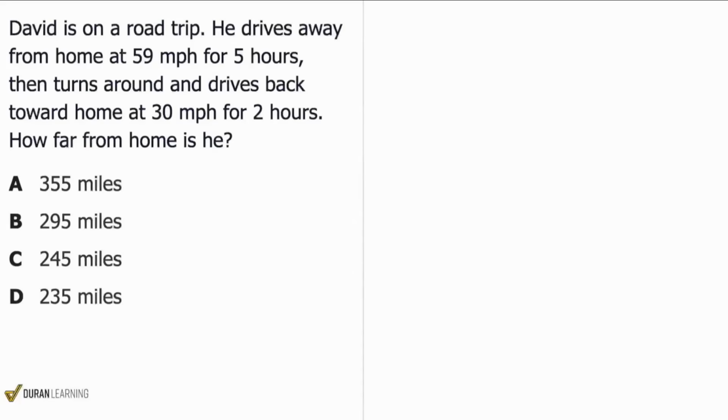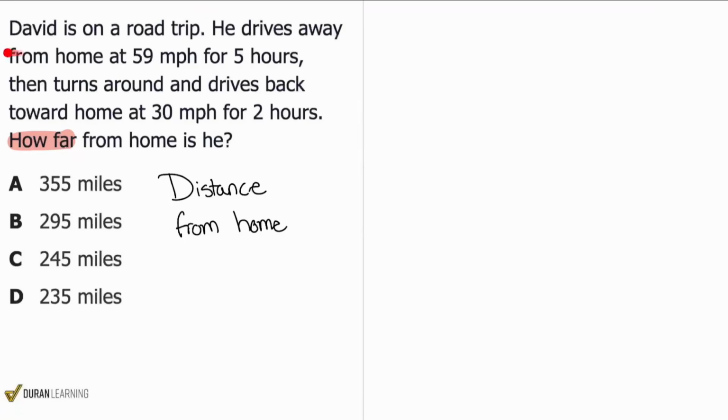To understand this question, you need to just trace the story first and then think about the math behind it. So let me go ahead and trace the story after we understand that we want how far, which is distance, as we can see with the choices. So distance from home is what we want, okay? So when we take a look at the story, we see that our friend David here is on a road trip.